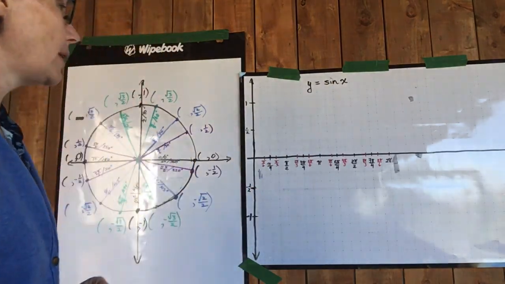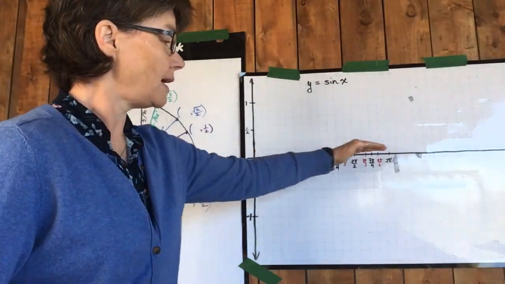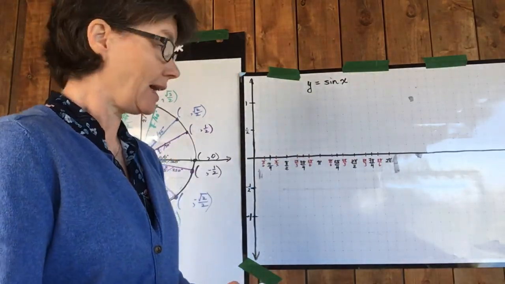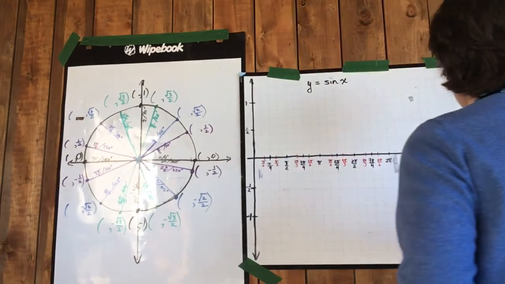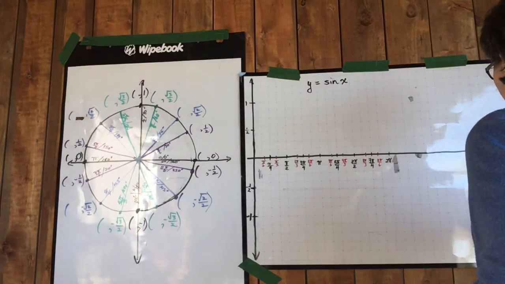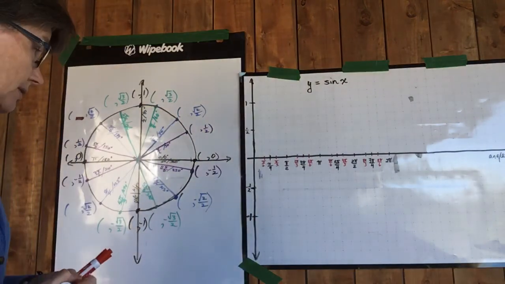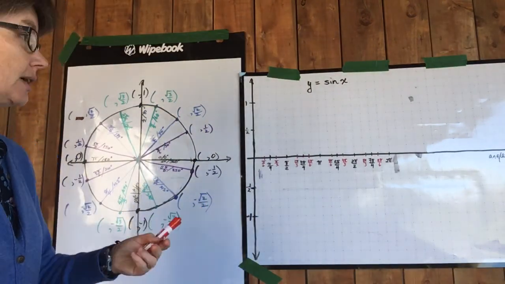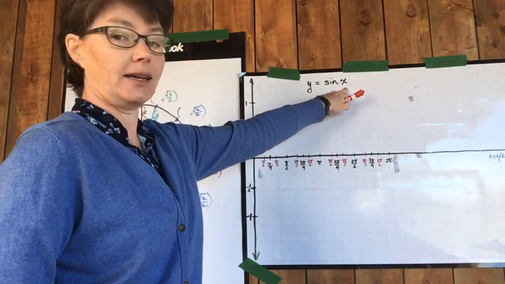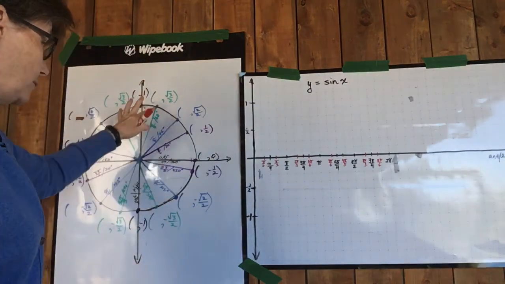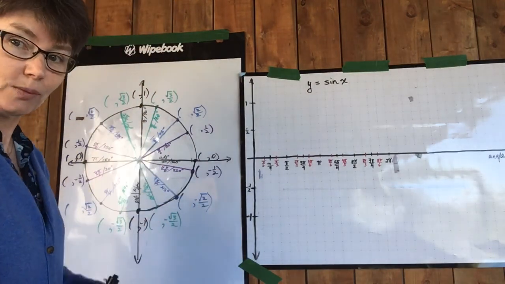So what we're actually going to be graphing on our x-axis is the angle. So this is the angle measurement on the x-axis, and on the y-axis is the sine of that angle, which from our unit circle we know is the y coordinate.